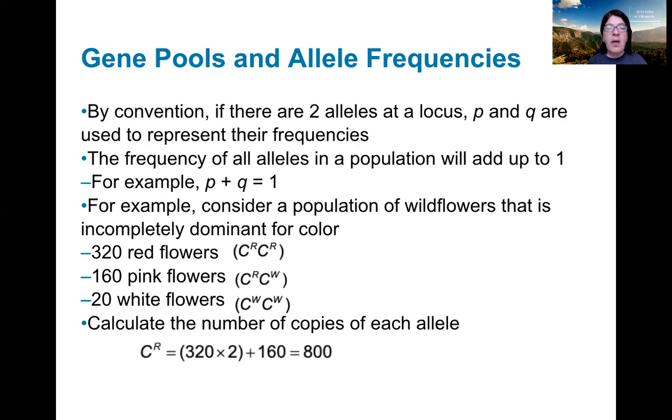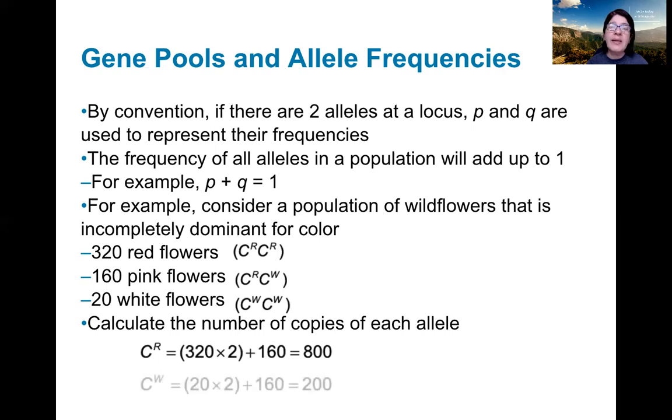So we have 320 homozygous dominant. And since each homozygous dominant has 2 of the dominant alleles, we need to multiply this by 2. So that's 320 times 2. Then we need to add 160 dominant alleles from the heterozygous because the heterozygous individuals have 1 dominant allele. And when we do the calculation, it comes out to 800, all right?